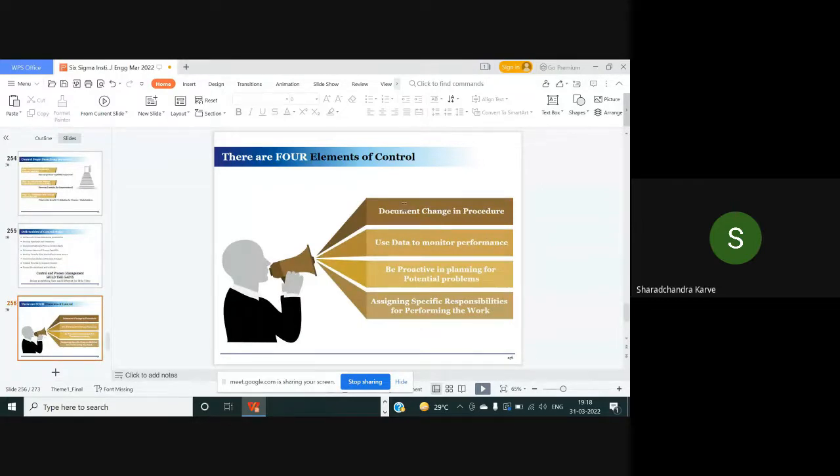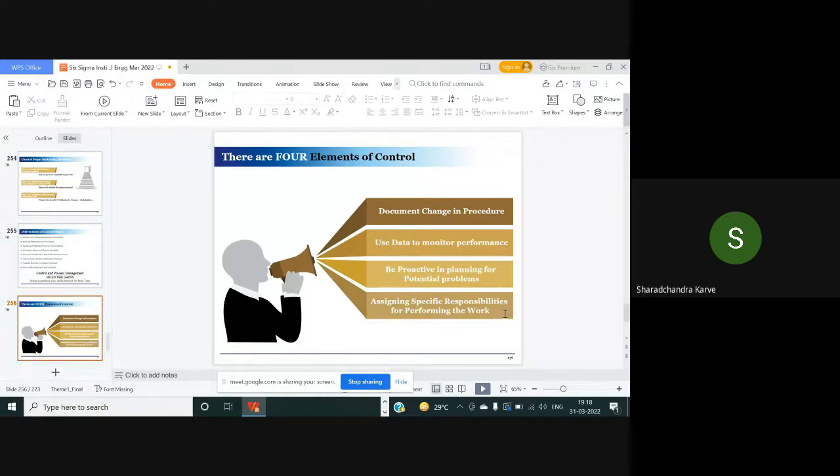So what is important for a control phase is to document changes in procedure, use data to monitor performance, whether I have really improved and whether it is sustaining. Be proactive in implementing for potential problems. If suppose something is going wrong in a control phase, be proactive. You should understand that and then improve it. And assign specific responsibilities for performing the work.